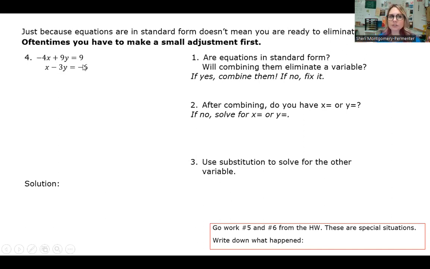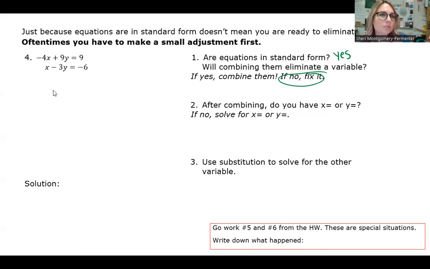So sometimes what we have to do: are the equations in standard form? Yes, but will combining them eliminate the variable? If no, fix it. That's what we're going to do here. So I've got a choice. I look for ones that have alternating signs. See how that is plus, and this is minus, or this is plus and this is minus. They have to be opposite signs to make it work easy.